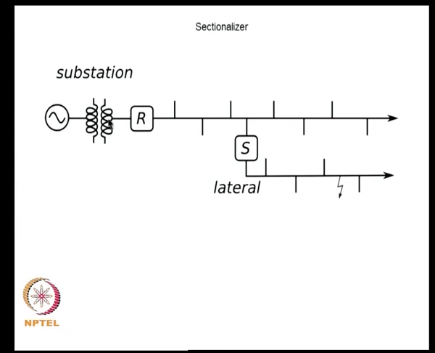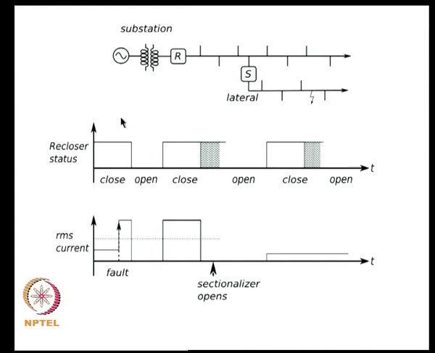So, we will see how it can potentially be done. Suppose you have a fault on this particular lateral downstream of the sectionalizer. What the sectionalizer does is it would count the number of fault current pulses, and it can shut down or lock open after counting a given number of current pulses flowing through it.